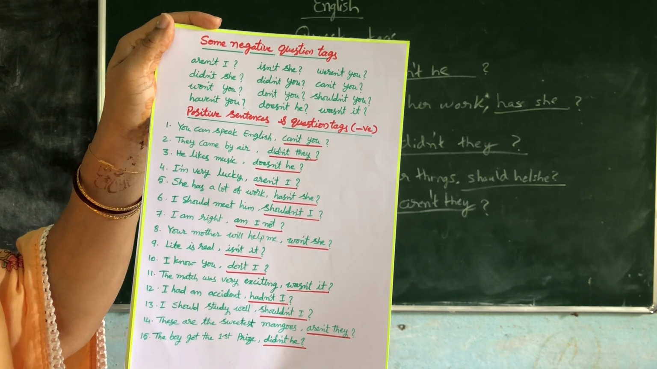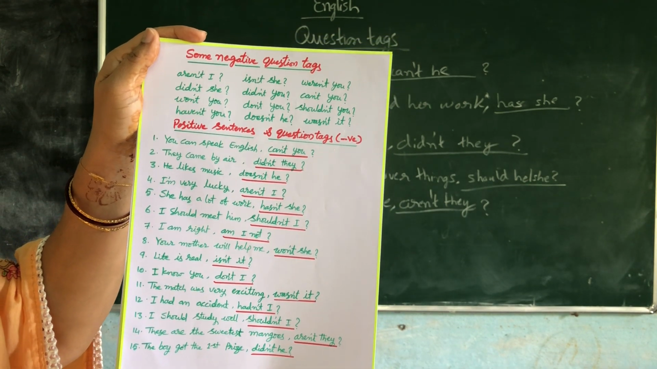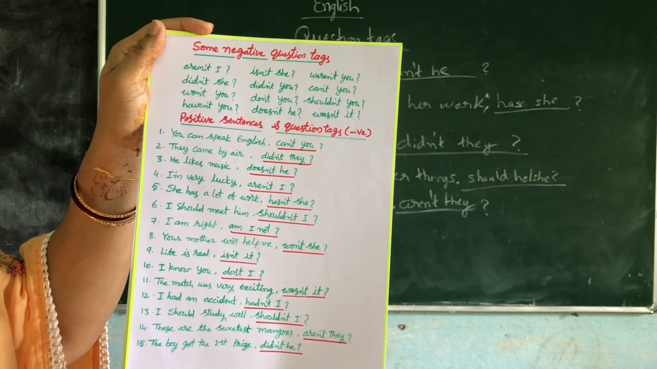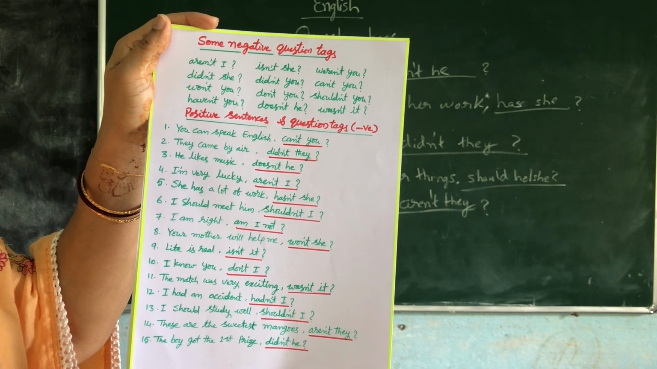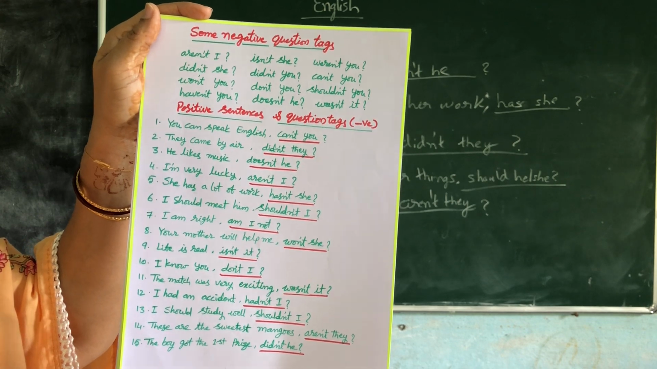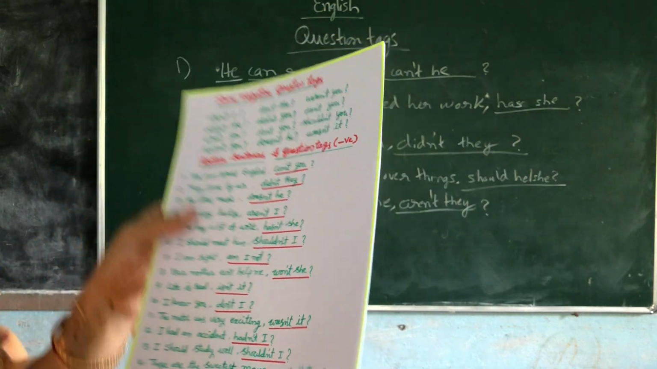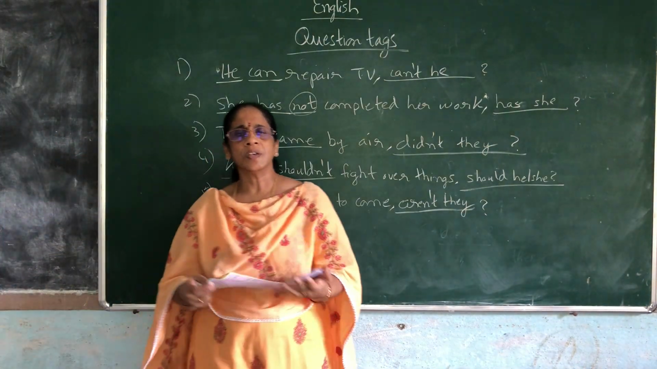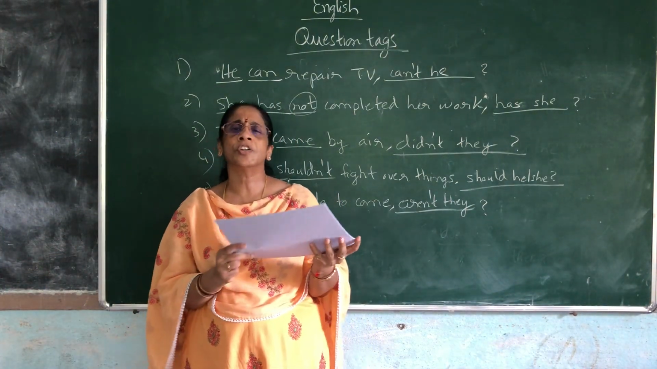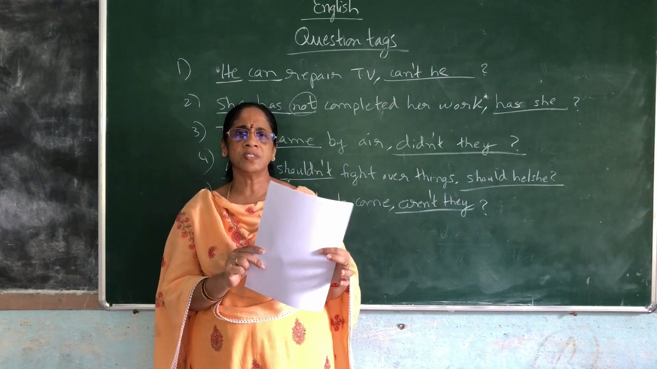I had an accident, hadn't I? I should study well, shouldn't I? These are the sweetest mangoes, aren't they? The boy got the first prize, didn't he? I hope it is clear, children. So now I am going to give a few sentences. Try to answer them just to test yourself whether you are able to do it or not. Just write a few sentences and send.